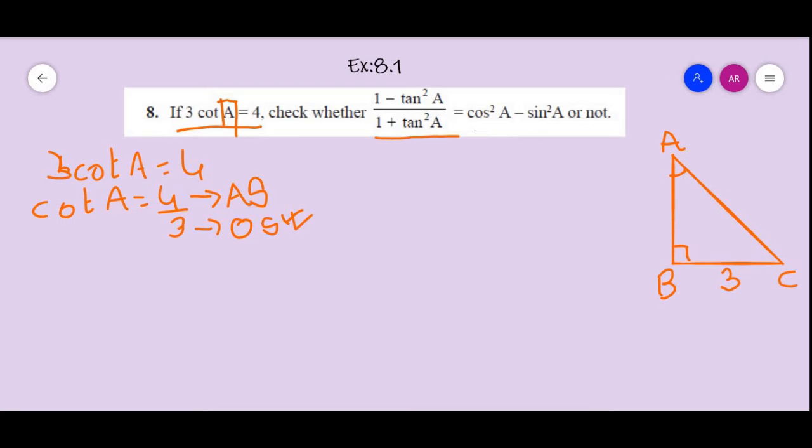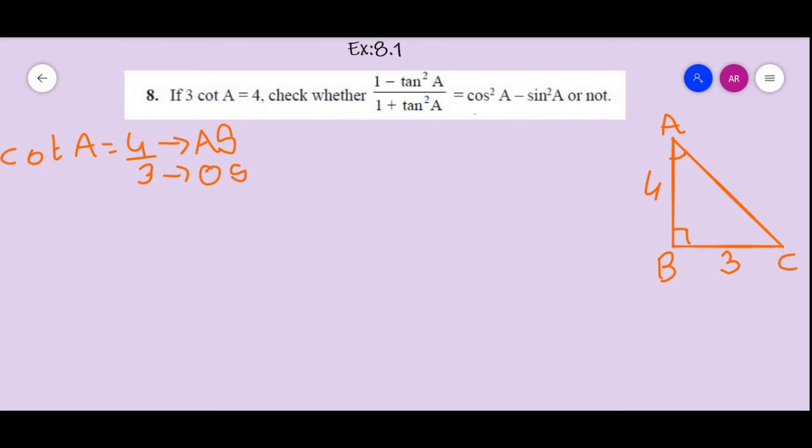And then what is the adjacent side for A? It could be AC or AB, but as AC is the hypotenuse, AB would be the adjacent side, and we know the value of the adjacent side from cot A, just 4, so the adjacent side is 4. Now we can find the other side, which is AC, using our Pythagoras theorem. So let's do it. Alright, so what does Pythagoras theorem say?